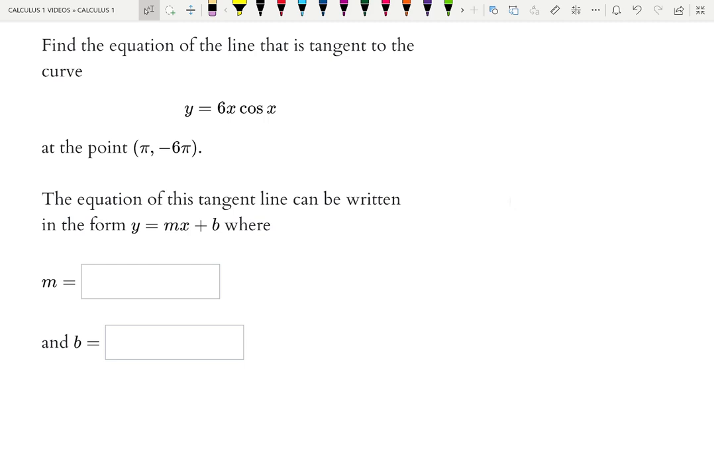In this problem, let's practice finding the equation of a tangent line to the curve at the given point. The curve is y equals 6x times cosine x, and the point is pi, negative 6 pi.